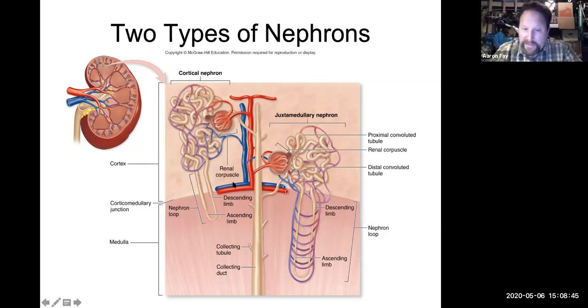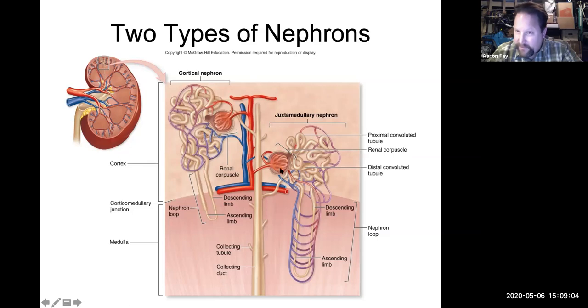So blood is going to come in the afferent arteriole, glomerulus, efferent arteriole, the peritubular capillaries, the vasa recta, and leave, right? It's going to eventually leave by the interlobular veins.